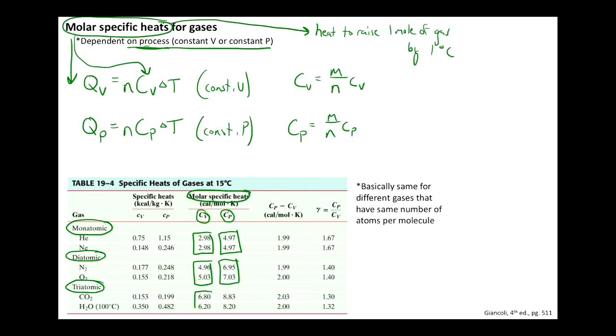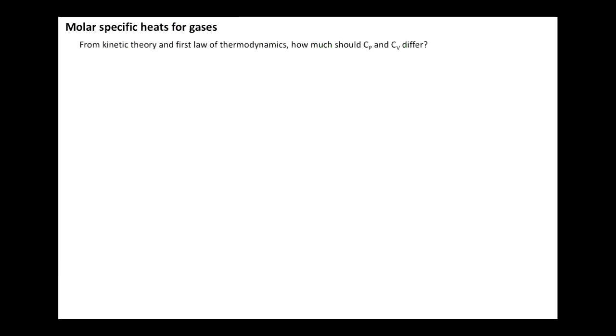And then they diverge a little bit more as the molecules get more complicated. Okay? But what we can essentially say is that CV and CP are essentially the same as long as you're dealing with gases that have the same number of atoms per molecule. Okay? And we're going to look at some derivations that show us why this is true, all based on our favorite kinetic theory from chapter 18 once again.